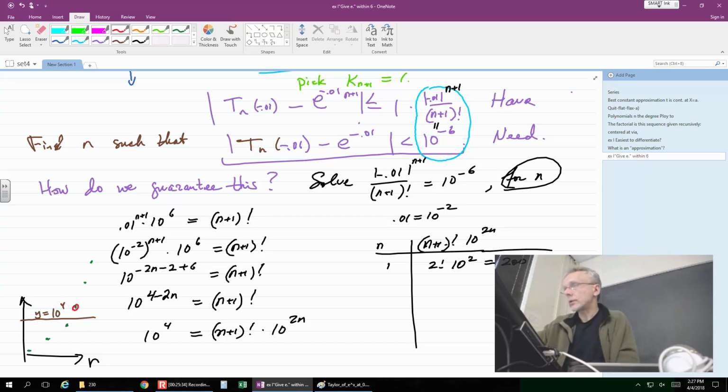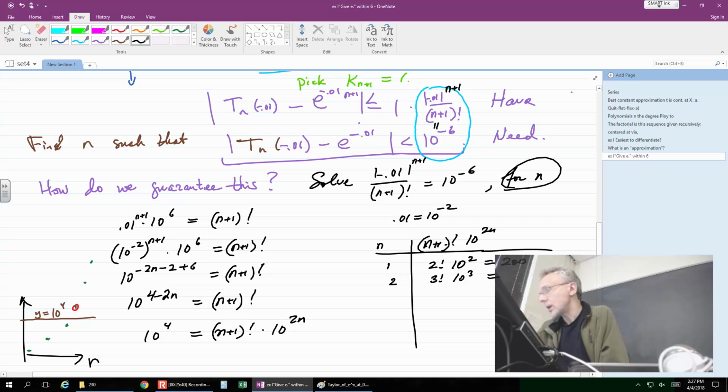Okay, so let's keep going. For n equal to 2, I have 3 factorial times 10 to the fourth, which is 6,000. Is it 6,000? So this is no, and this one is still no. We're still below that line. We tried 1, no. We tried 2, no. Let's take 3. It will be 4 factorial times 10 to the sixth, which is 24 million. No, 120,000. So it's a yes. We have passed that value.